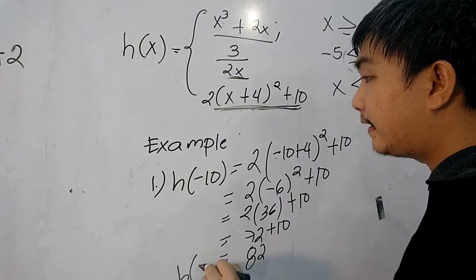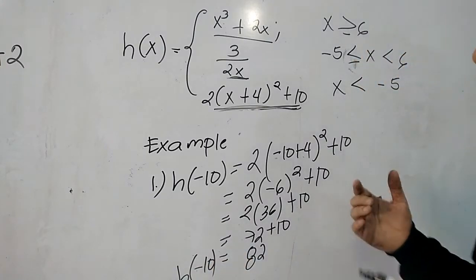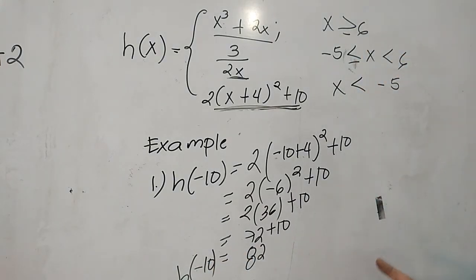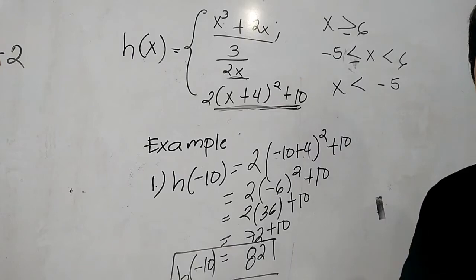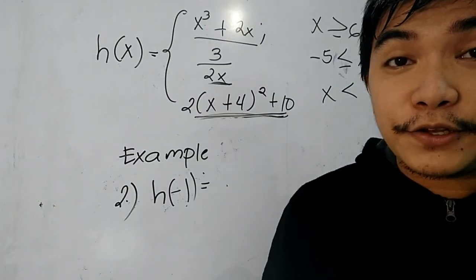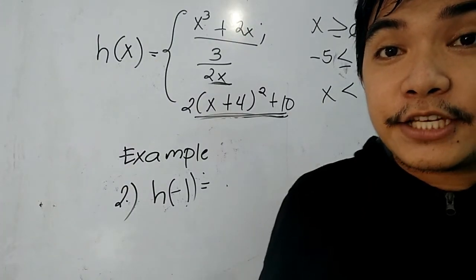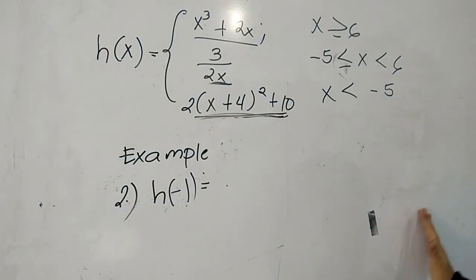Meaning, the value of the function 2 times quantity x plus 4 squared plus 10 when x is equal to negative 10 is 82. Easy. What if the value of x is equal to negative 1? Saan siya mag-fall na condition? Sa x is greater than or equal to negative 5 but less than 6.